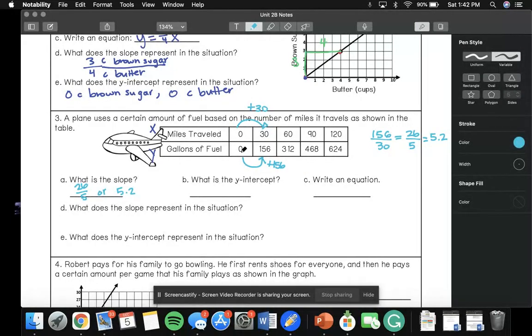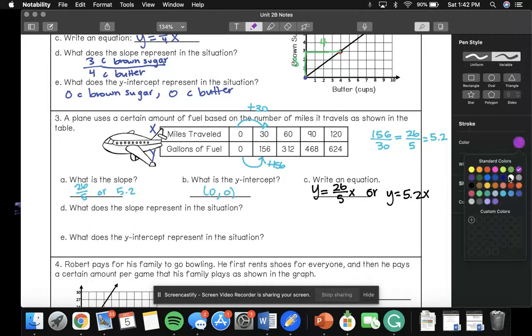So when x is 0, y is 0. So my y-intercept is 0, 0. So my equation is y equals 26 over 5x plus 0. You could also write it as y equals 5.2x. Okay. What does the slope represent?